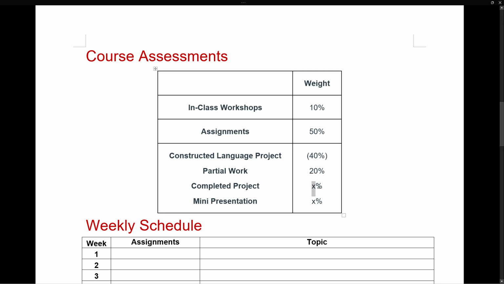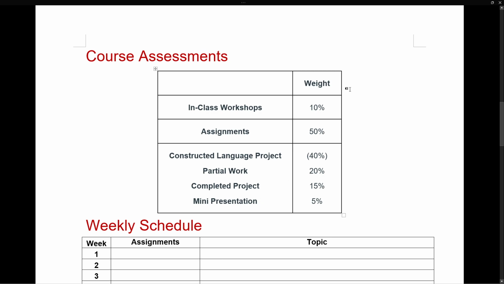20% completed project, 15%, and a mini presentation, 5%. That way, the majority of the work is given beforehand, and then at the end, they're just really producing a document. And they're not adding too much to it, but they are sort of going back and looking at feedback. So this could work to me.